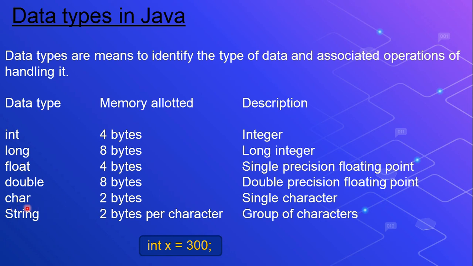Char. See, Java uses the Unicode character set. Every Unicode character is represented using 2 bytes. That's why storing one character in Java takes 2 bytes. In the character data type, you can store one character and it will take 2 bytes of memory. It was explained how to store a character in single quotes.